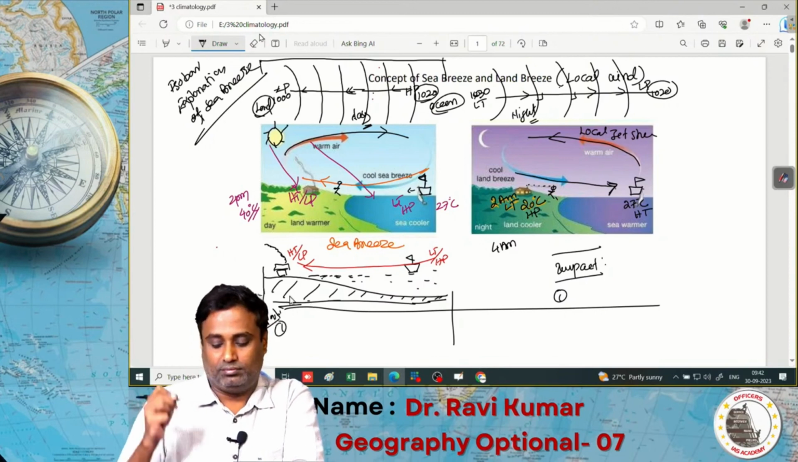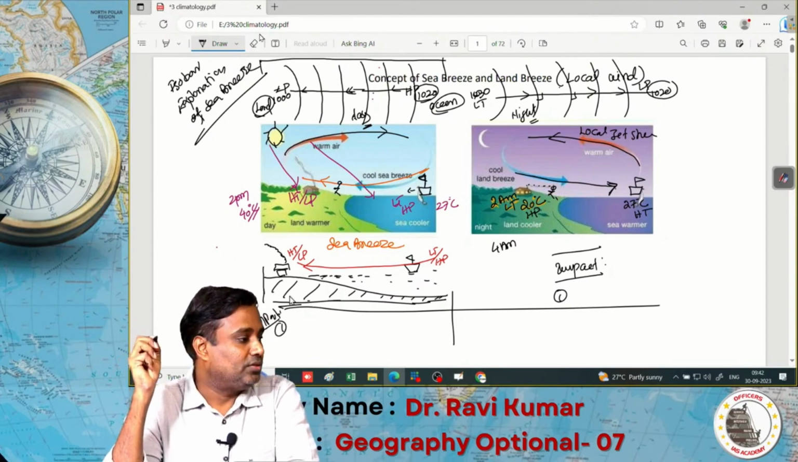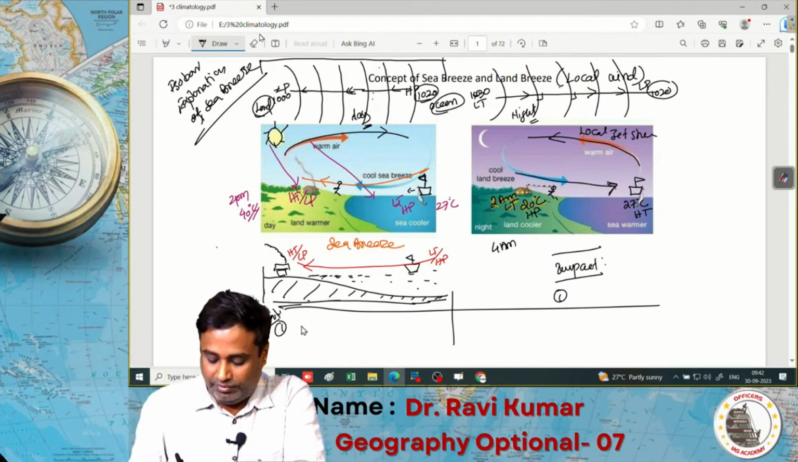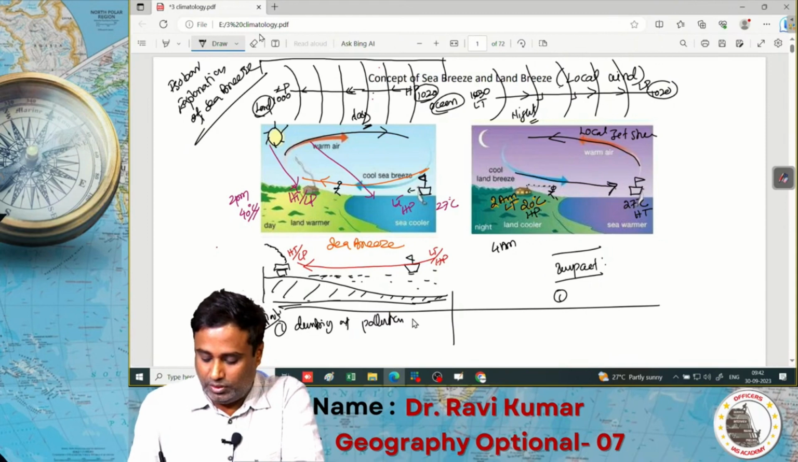Impact of sea breeze: dumping of pollution into the land.